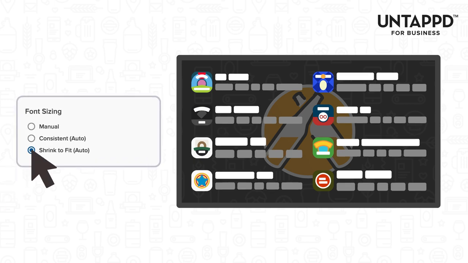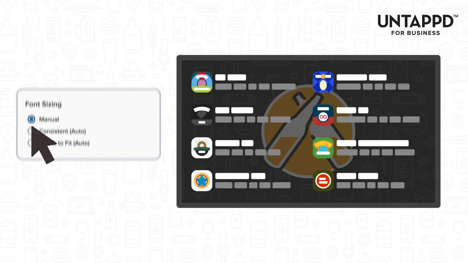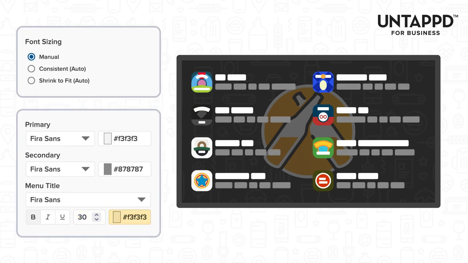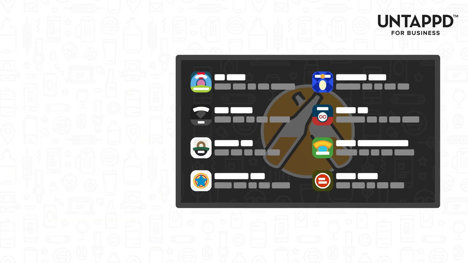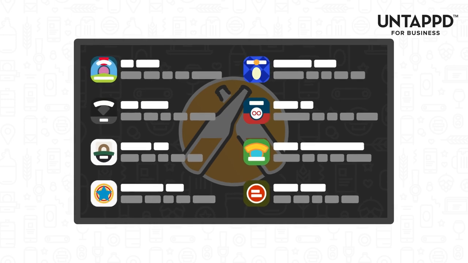You can now size your item lines to shrink to fit, be consistent with each other, or take complete control and manually set size, color, and other type options of your display items. For premium customers, you can also upload your own font or set custom CSS.